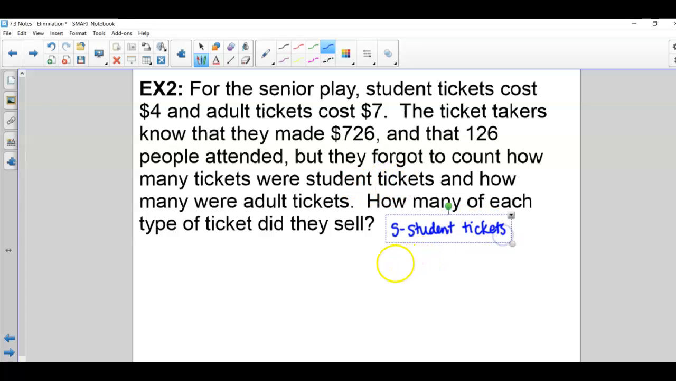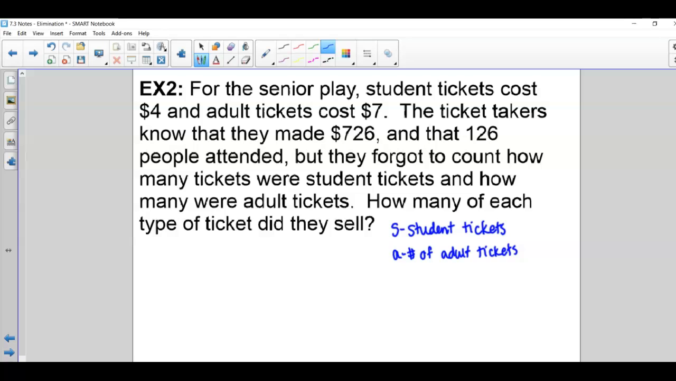The number of student tickets. And I'm going to let A be the number of adult tickets. We do not know how many they sold of each. Those are our variables. That's our unknown.